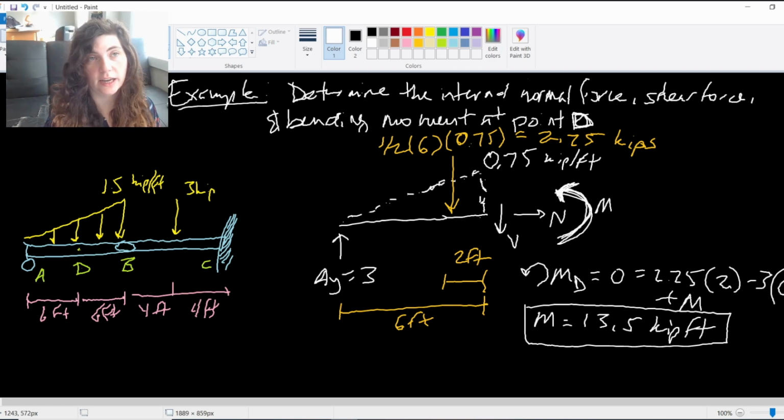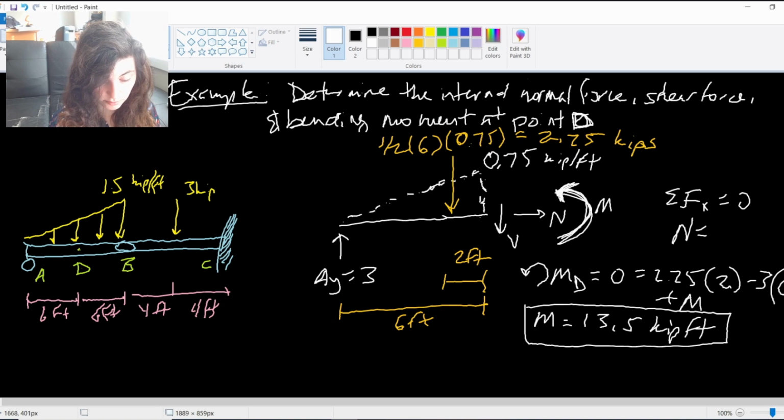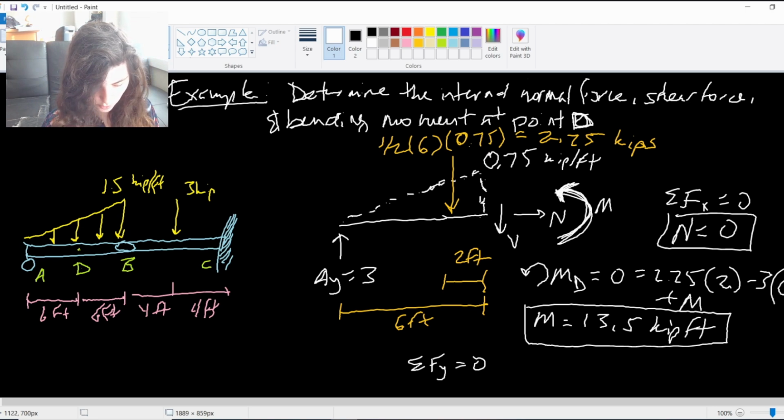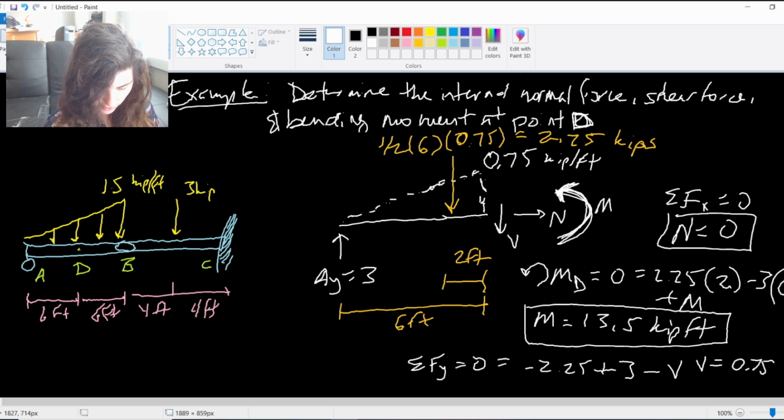Now, of course, by inspection again, if I do the sum of my x forces equals 0, I'm going to have my normal force is 0. And then finally, the last of the 3 equilibrium equations, sum of forces in the y direction equals 0, is going to be negative 2.25 kips plus AY, which is 3, minus the shear force. So that gives me my shear force is 0.75 kips.